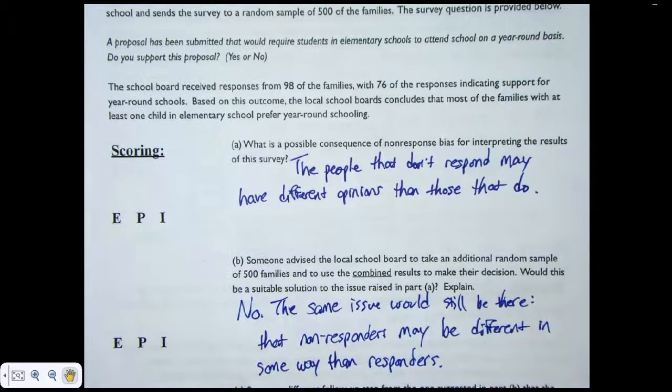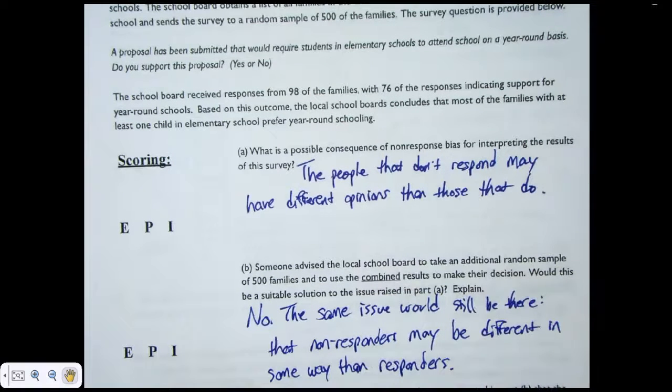I sent out a survey to all these families, and only 98 of them responded. So, what is the possible consequence of the non-response bias? The issue is that the people that didn't respond may feel differently than the people that do. This is almost like a volunteer situation where you're probably only going to get the strong opinions, because otherwise you're not going to take the time to fill out the survey.